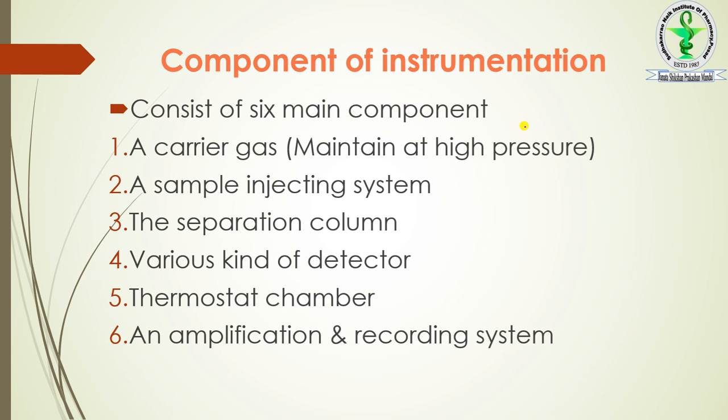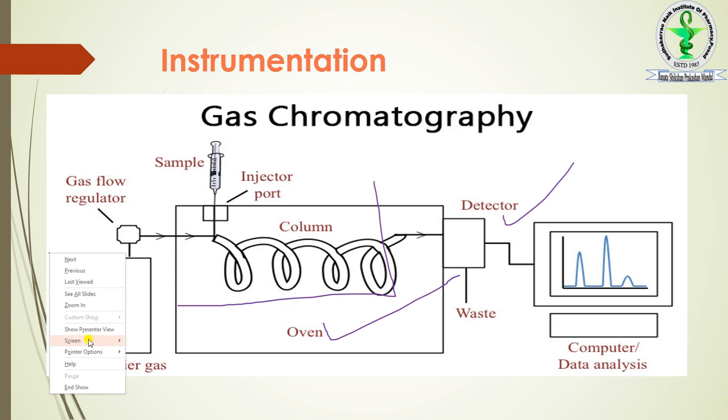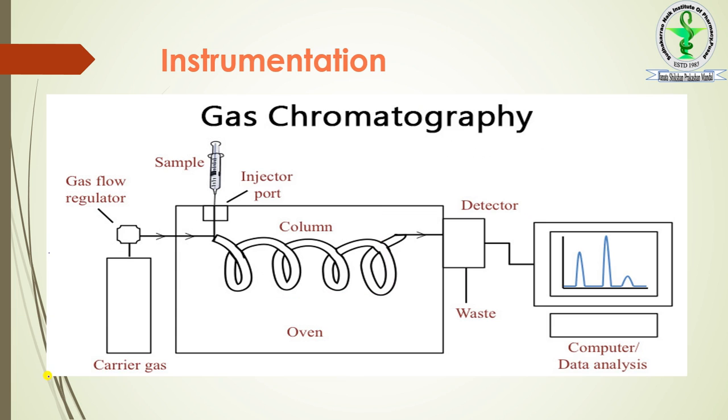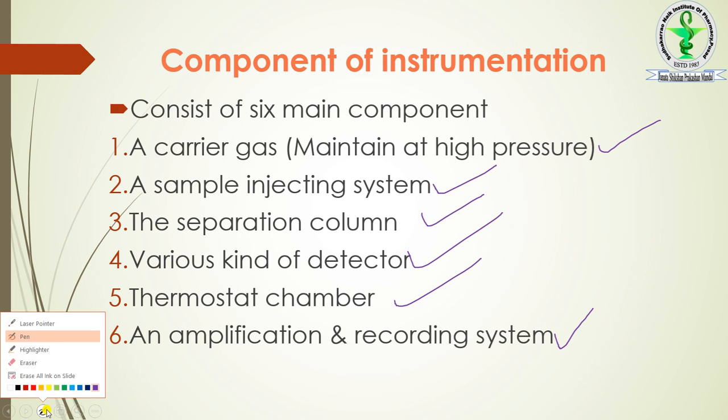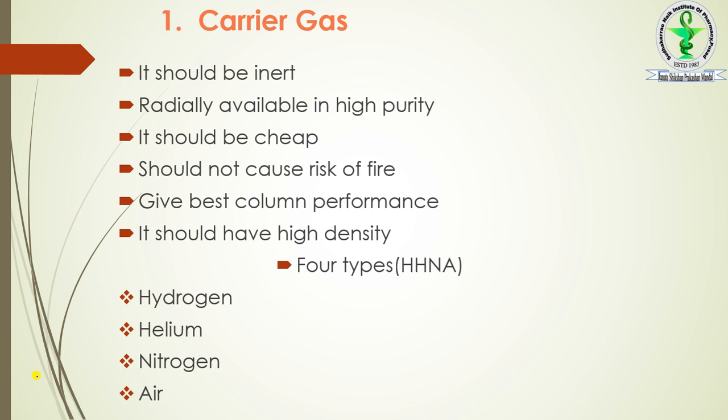Okay, so as I told you, components. Whatever the components are there: carrier gas, maintained at higher pressure, then the sample injecting systems, separation column, various kinds of detector, thermostat chamber, amplifier and recording. These are the 6 points that we have to study in today's lecture. Okay, so we study about carrier gas. Whenever we study about the carrier gas, what kind of requirements is there for the carrier gas, that must be studied. So carrier gas, it should be inert.